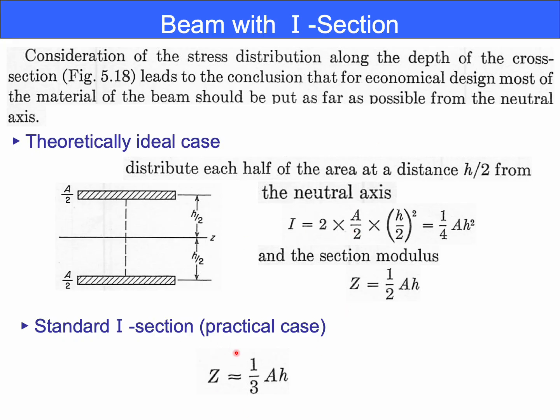Z equals 1/3 AH compared to 1/2 AH for the theoretical ideal. So we can say engineering design is the art of approaching the theoretical best while still being manufacturable and stable.